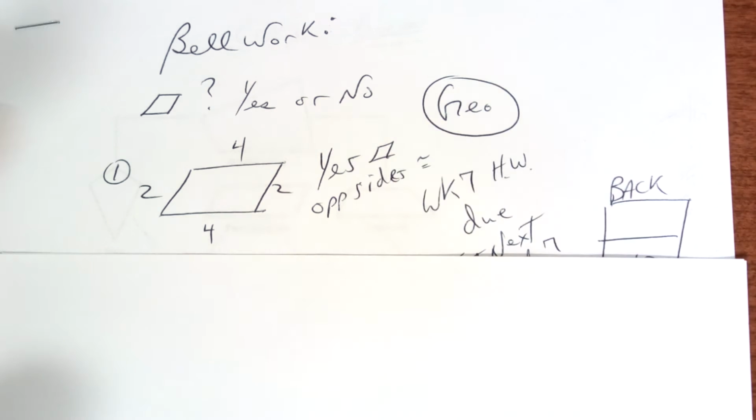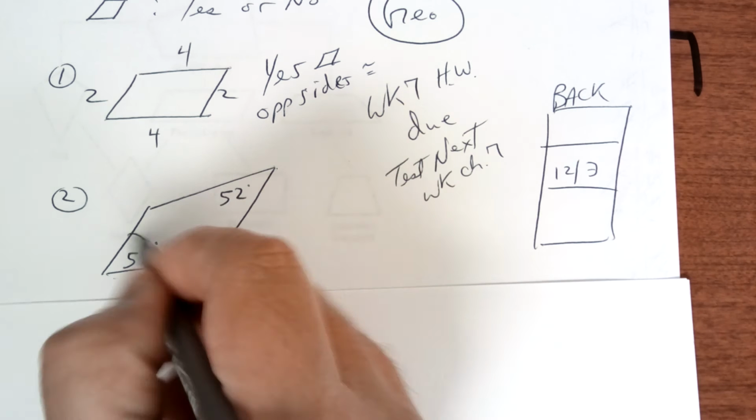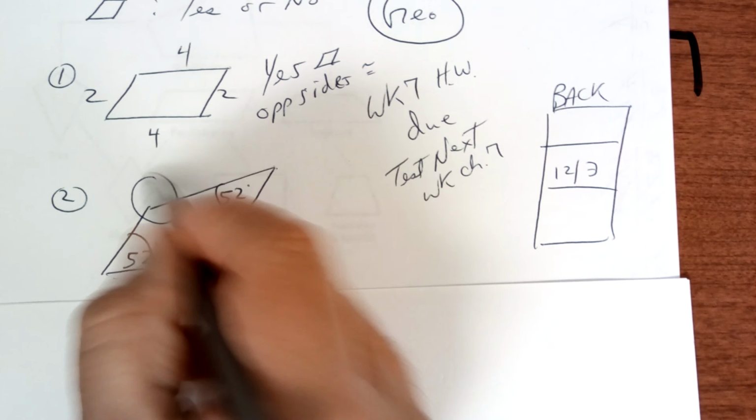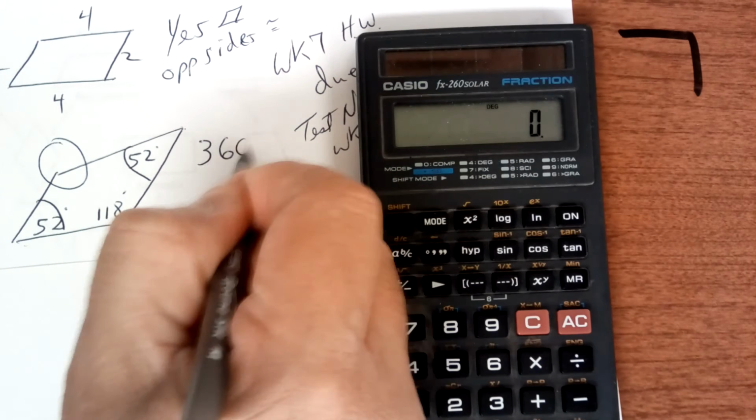Look at this one here now. It looks like opposite angles, at least that angle and that angle, but if we can show that one is equal to this one, then we would say yes. So the whole thing is 360, and you can't go by looks. So let's see if it works.